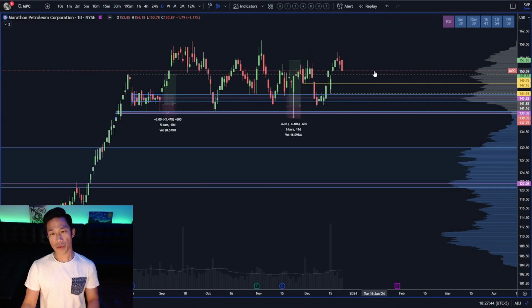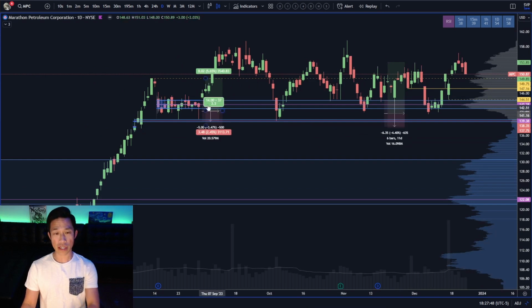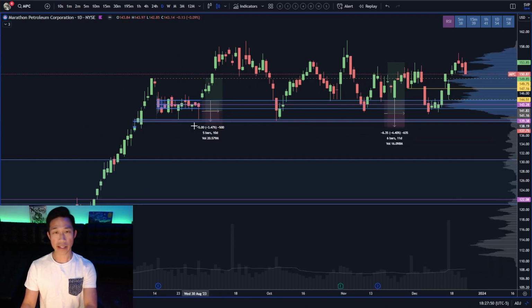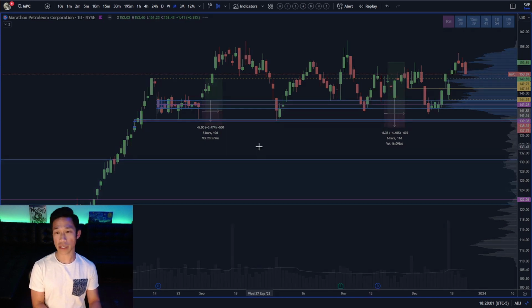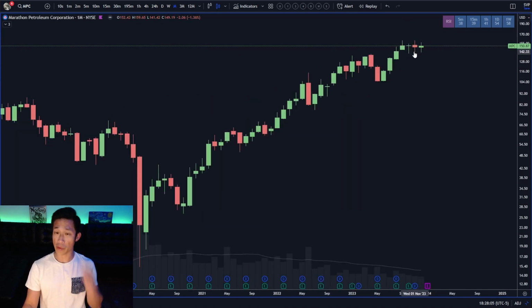So starting off with MPC here, MPC is a trade that was originally designed back here, and it's actually shaken out many times already. Let's see, one, two, three, four times already. This trade zone's already worked out, and this is pretty interesting because MPC is in the energy sector, and it's potentially a big old monthly bull flag.